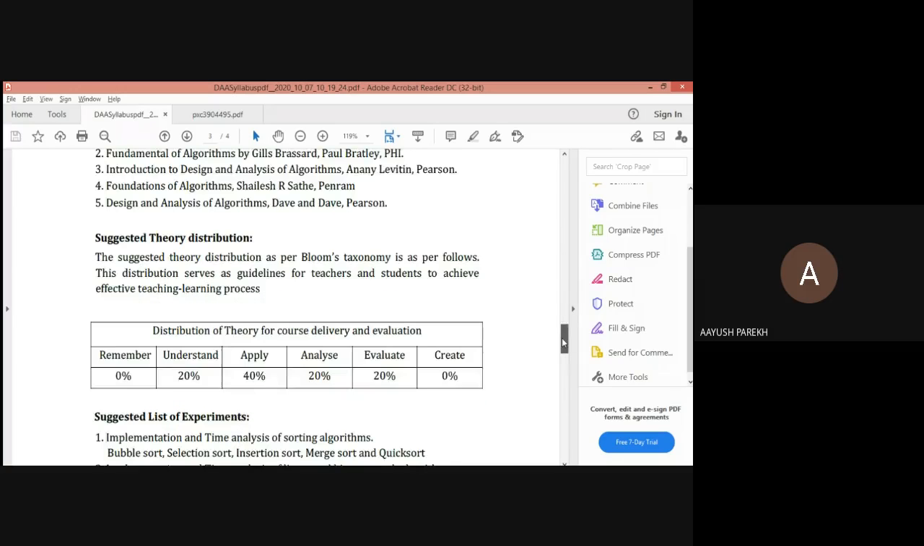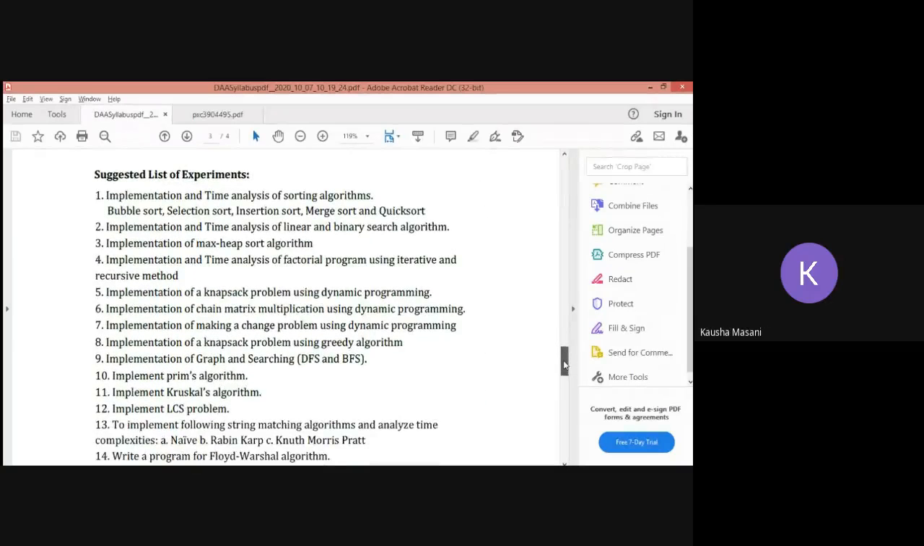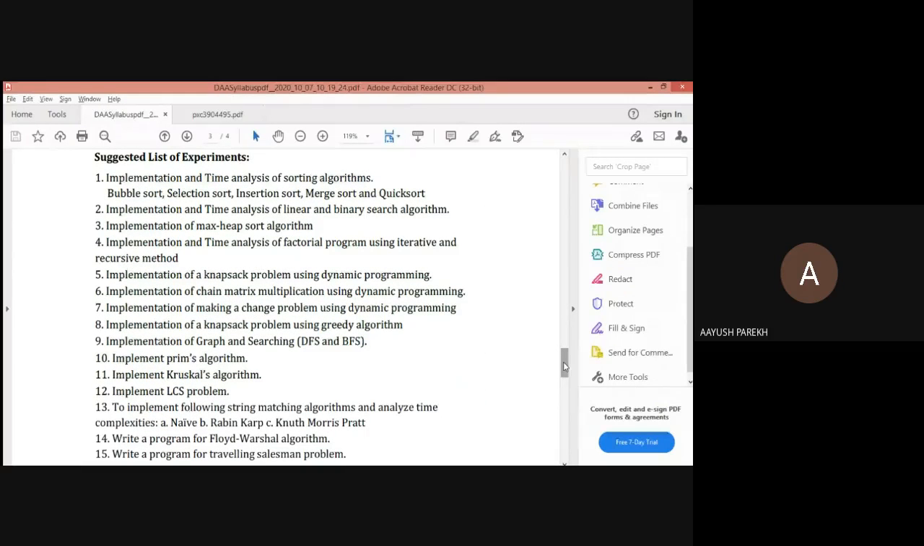Hello, ma'am. Yes. Ma'am, will we be using any programming languages to implement the algorithms or just theory? No, you'll be using a programming language. Language you can choose either C or C++. That is what the next point is.